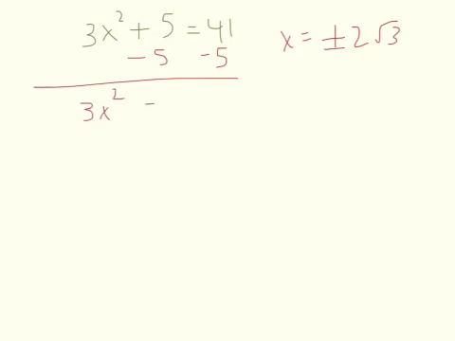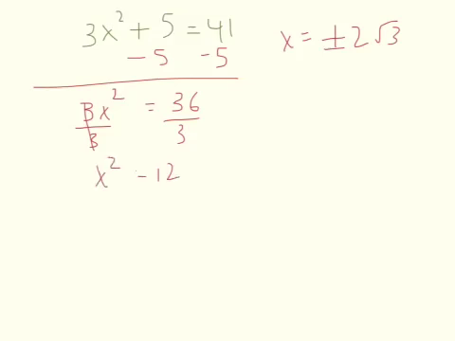3x squared equals 36. Now, if this were just 3x for a second, and if you just forgot about the squared term there, I think you would have divided by 3 on both sides. So what are we going to do? The same thing. I'm going to isolate that x squared term. So I'm going to get x squared is equal to 12.